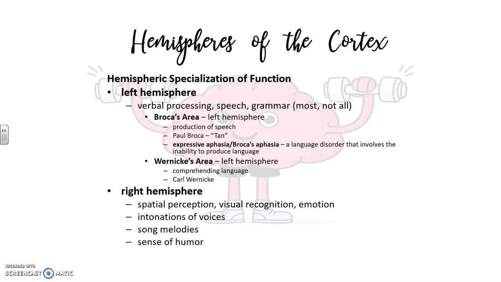Boca in Spanish is mouth. Broca's is production of speech. You use speech with your mouth. Wernicke's area deals with comprehension. And then our right side is our spatial perception, visuals, recall, emotion, listening to songs, and having a sense of humor.